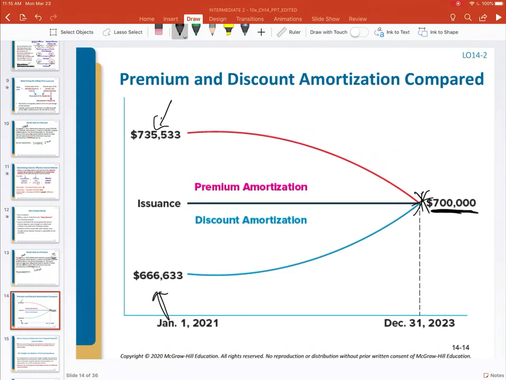So when we have a discount, we adjust upwards towards the $700,000 face amount because we're starting low and we're moving high. And then for a premium, we're starting high and moving low. We adjust downwards towards that $700,000 face amount.